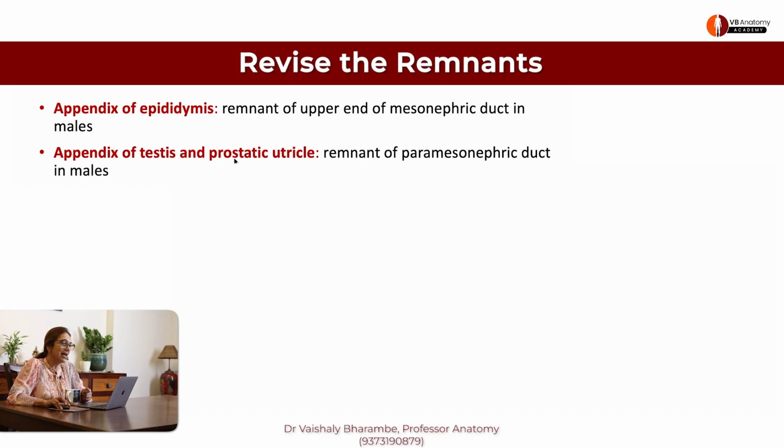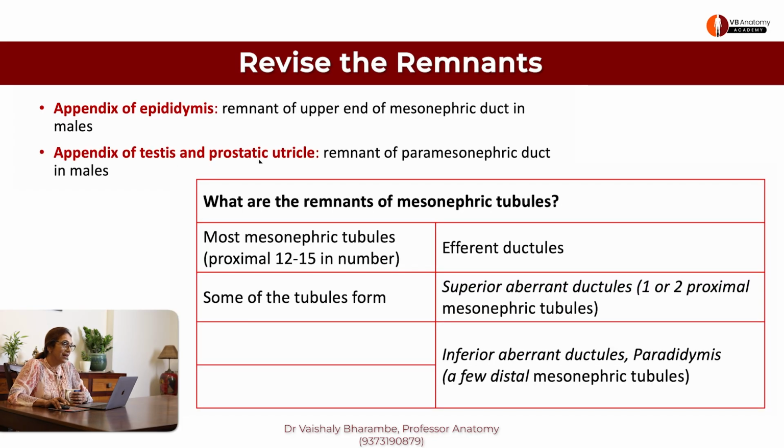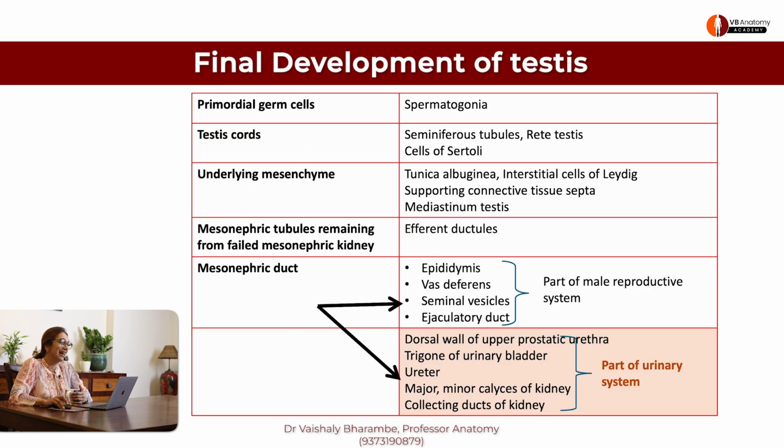Appendix of testes and prostatic utricle, remnant of paramesonephric duct. What about mesonephric tubules? 12 to 15 form efferent ductules. Rest of them form superior and inferior aberrant ductules along with paradidymis. Remnants matter. Right. So with this, we come to the final developmental chart of testes development.